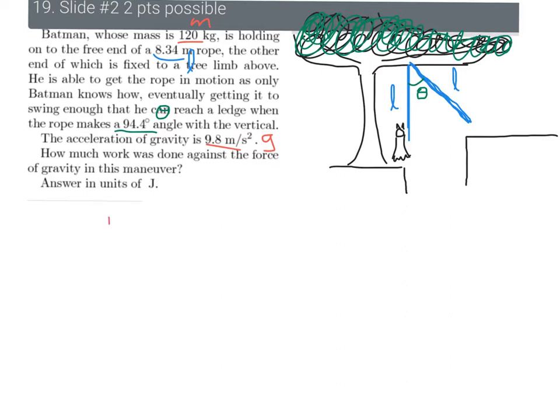Alright, so work done against gravity. So we're going to do work is equal to a change in energy. And obviously, as Batman's moving from the lower ledge to the upper ledge, the energy that's changing here is his gravitational potential energy. And most specifically, what's changing is not his mass and not gravity. What is changing is the height, delta H.